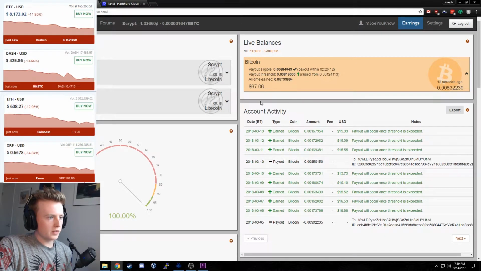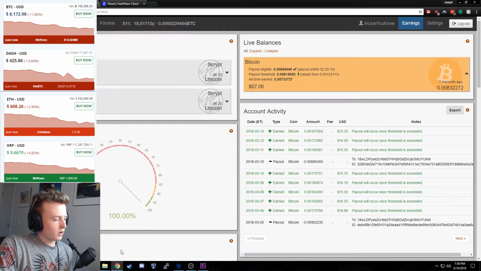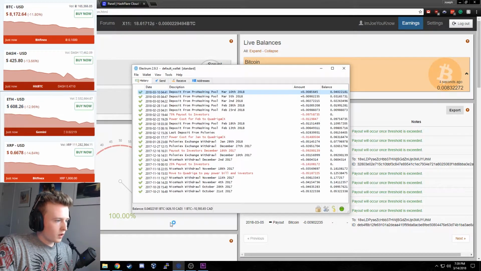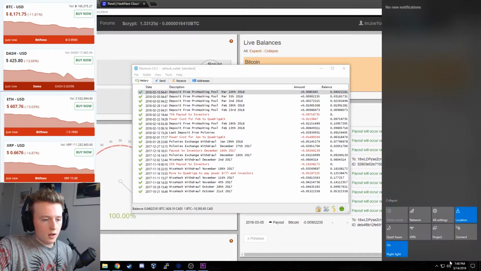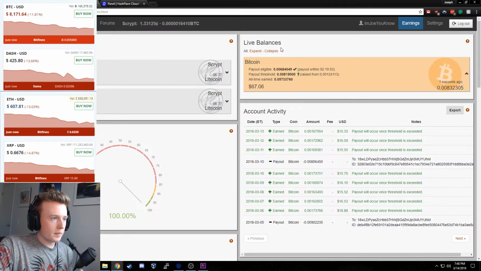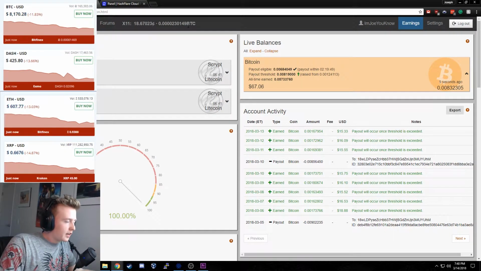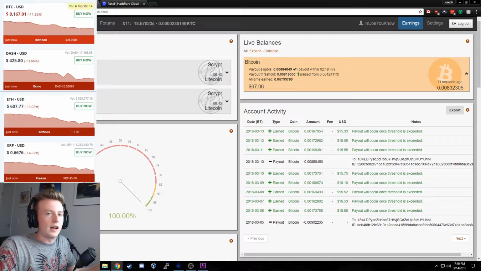So as you can see here, we have $67 saved up, but also in our Electrum wallet, we have been receiving payments, and I made a payout to our investors on the 22nd of February, currently the 14th of March, and we have $426 saved up from just mining in the background, not having to think about it at all, really. So that's just a passive income coming in the background.